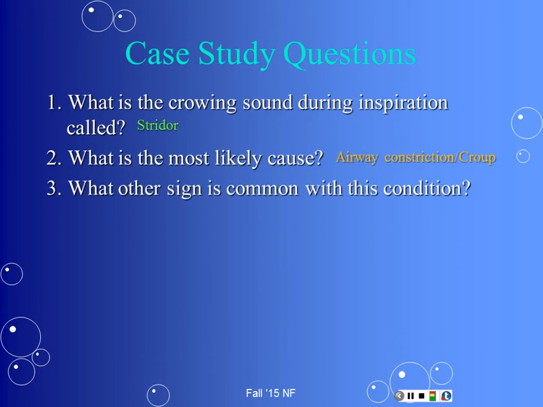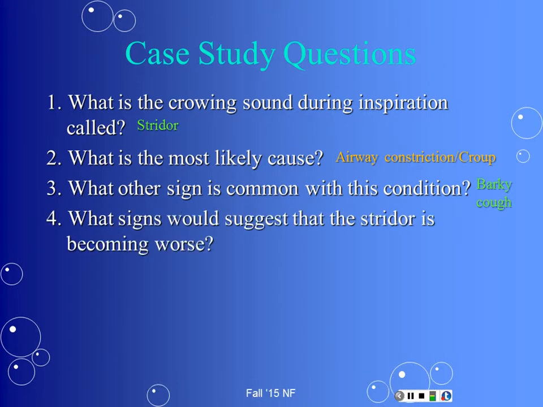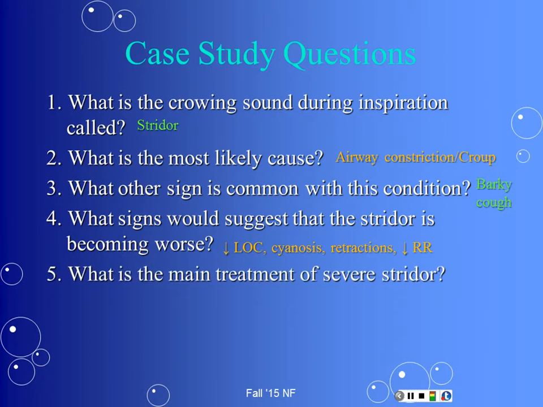Other signs common with croup: retractions, increased respiratory distress. We see that. We hear that barky cough. What signs would suggest that the stridor is becoming worse? Agitation, fearful countenance, increased respiratory distress, leading, when we're talking about severe, to decreased respiratory rate or chest excursion.